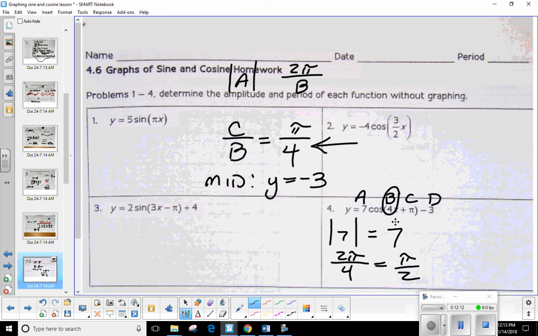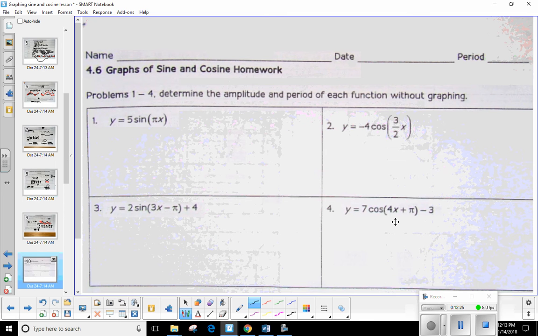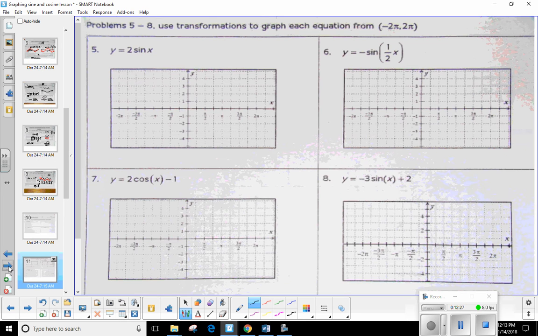And that's pretty much what your test is going to be like tomorrow for graphing sine and cosine. I'm not having you sketch one on the test. Okay? Because you'll be doing that on the homework. Okay, does that make sense? Okay.